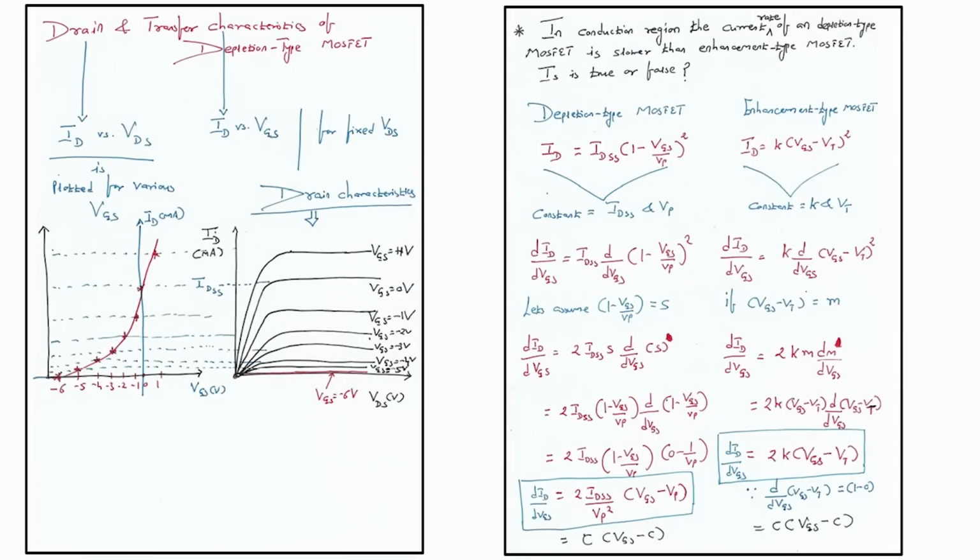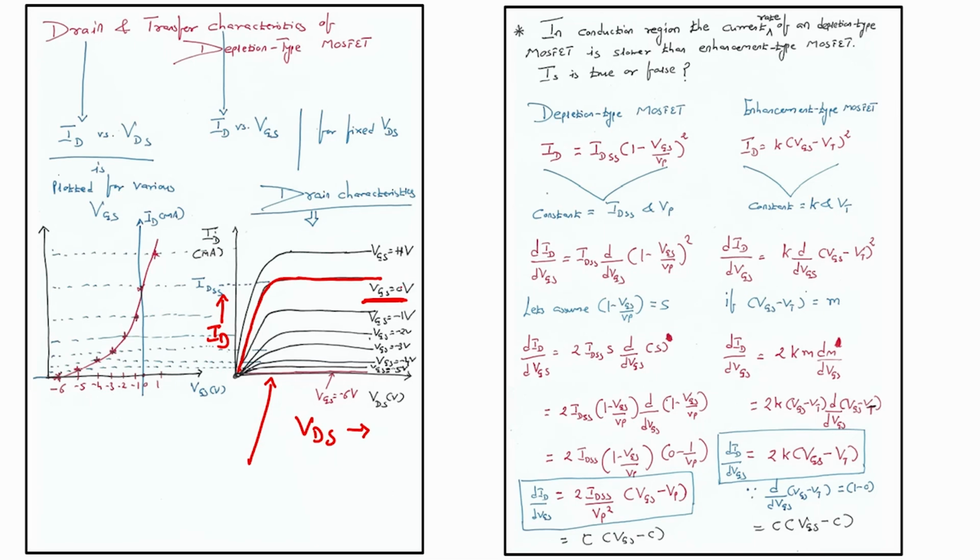So, in this case, if I want to draw the drain and transfer characteristics for a depletion type MOSFET, how can I draw it? Now, you see here, at VGS equals 0 volt, on increasing VDS, I will see an increase in ID. Let us consider VGS equals 0 volt, that means we have to consider this line, and you see there is a current already flowing when VGS is 0 volt.